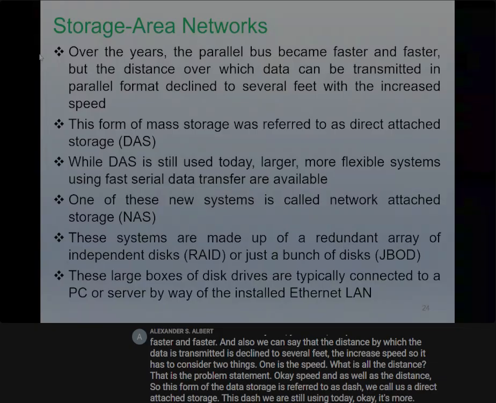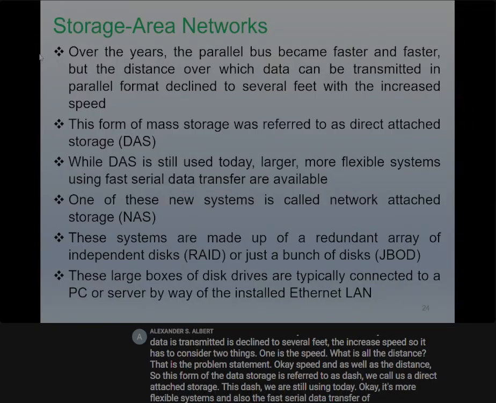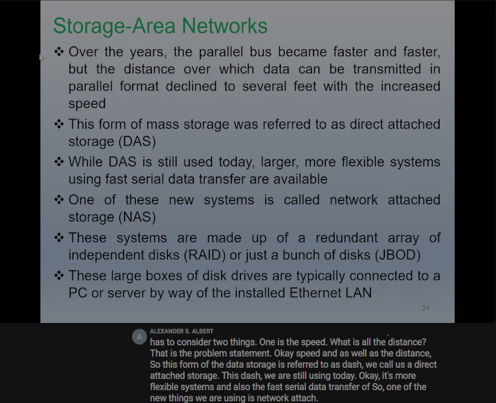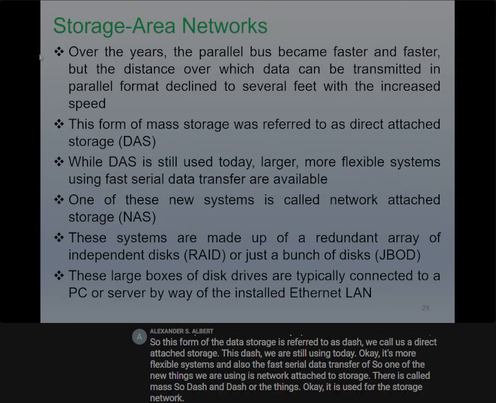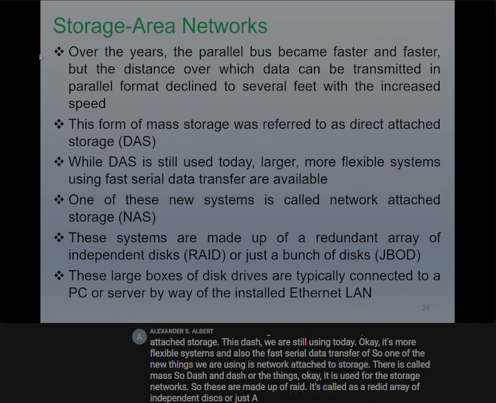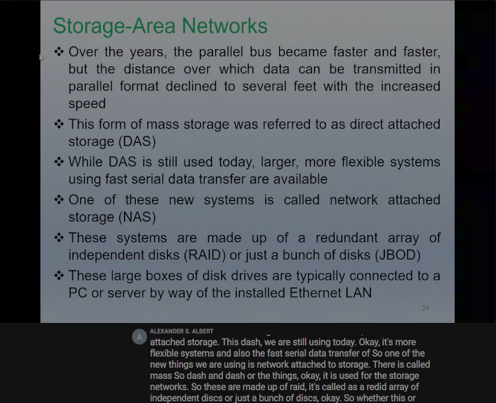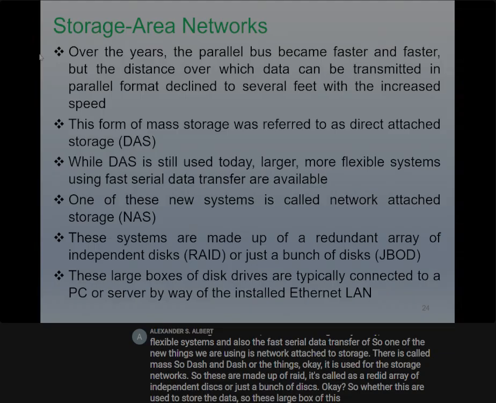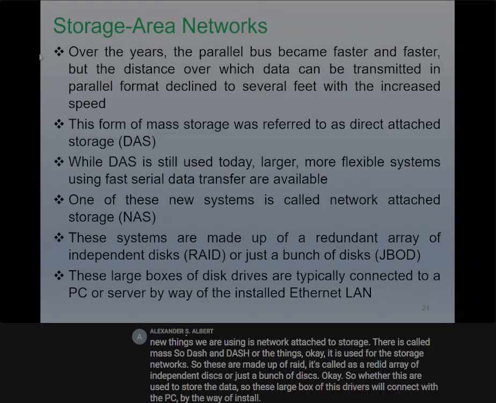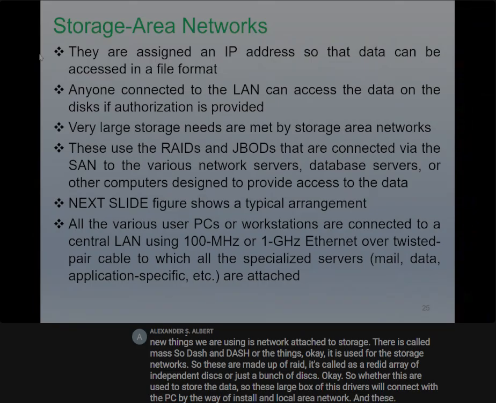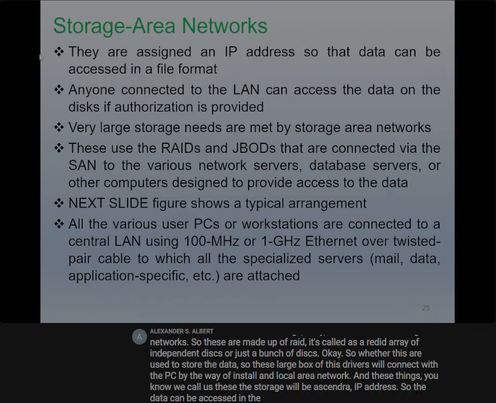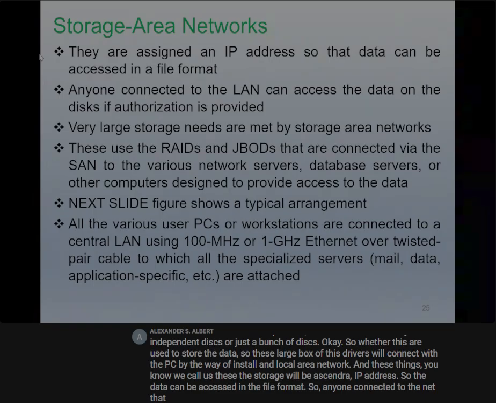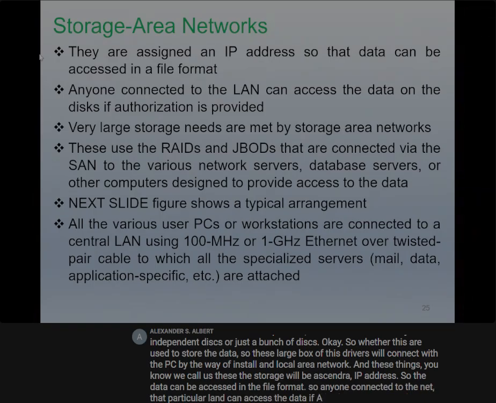With more flexible systems and fast serial data transfer now available, one of the newer things we are using is network attached storage, that is called NAS. So DAS and NAS are used for storage networks. These are made up of a RAID, a redundant array of independent disks, or just a bunch of disks, where the disks are used to store the data. These large boxes of disk drives connect to the PC by way of Ethernet and a local area network. The storage is assigned an IP address, so the data can be accessed in file format. So anyone connected to that particular LAN can access the data if authorization is provided.